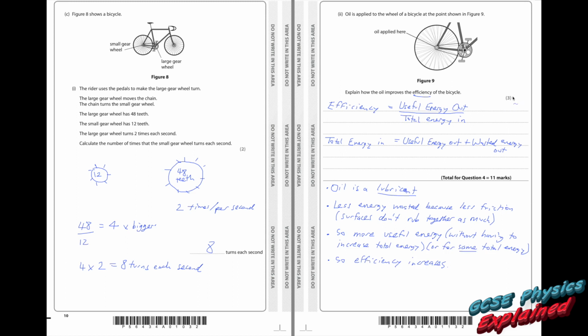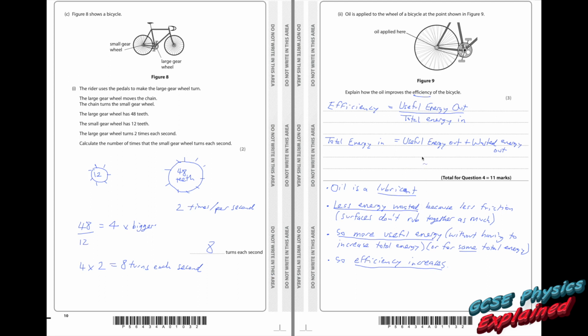Now when I'm doing this walkthrough for these answers, I'm obviously telling you a lot more than what you need to use. I'm using these questions as an opportunity to teach you how to understand what's going on. In the exam you could probably get away with just saying oil is a lubricant, 1 mark, so there's less energy wasted for another mark. And then either say so more useful energy or say that the efficiency increases. You wouldn't have to put all of the equations and everything.